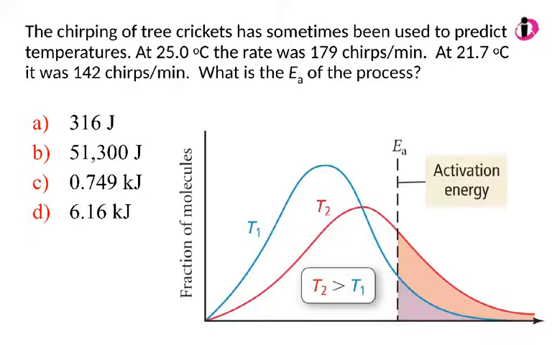Another practice one for you. Again, work it through, pause the video, then you can come back and check. The chirping of tree crickets has sometimes been used to predict temperatures. At 25 degrees Celsius, the rate was 179 chirps per minute. At 21.7 degrees Celsius, it was 142 chirps per minute. What is the activation energy of this process?